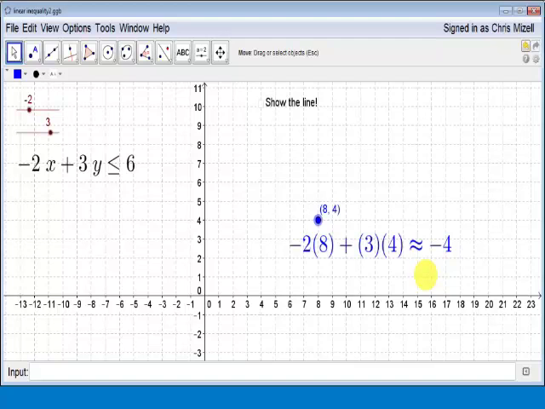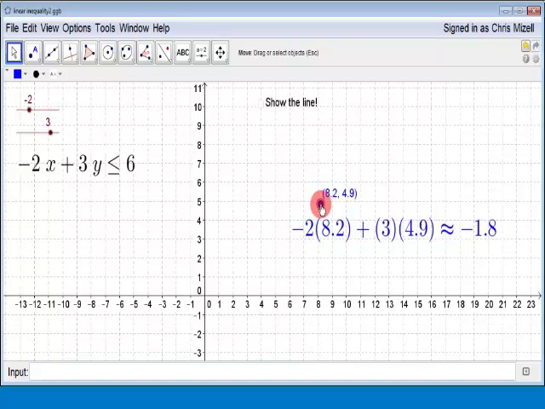I think that's exactly negative 4. Negative 16 plus 12 does in fact equal negative 4. Is that less than or equal to 6? Negative 4 less than or equal to 6, definitely true. So it puts a blue dot there.